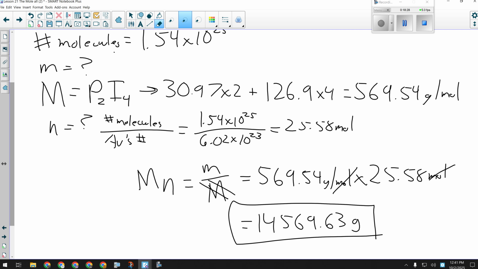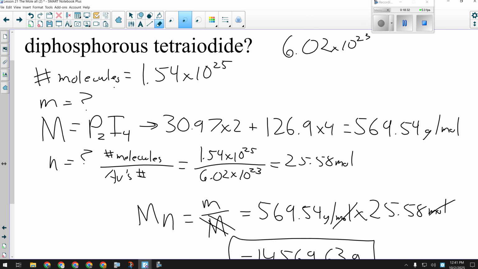Okay, so 5-mark question here. You would get a mark for your givens, as you always do. You would get a mark for calculating the number of moles. You would get a mark for your algebra. You would get another mark here for the plugging of numbers, and a 5th mark for your final answer.